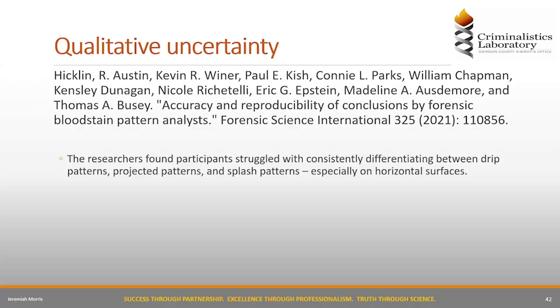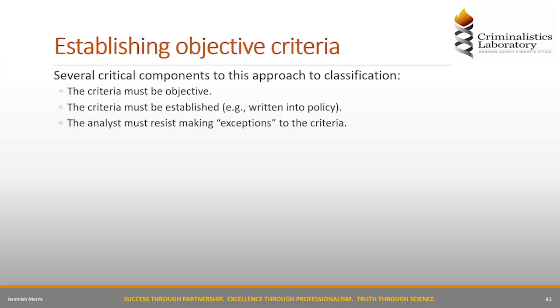So if we see these patterns that we think, oh, this is going to be a splash pattern, or this is clearly going to be a drip pattern or a projected pattern on a horizontal surface, you need to take a step back and say, how am I going to exclude splash? How am I going to exclude projected if I want to call this a drip pattern? And this paper tells me I may actually end up getting it wrong a lot. So these are the things that drive our objective criteria.